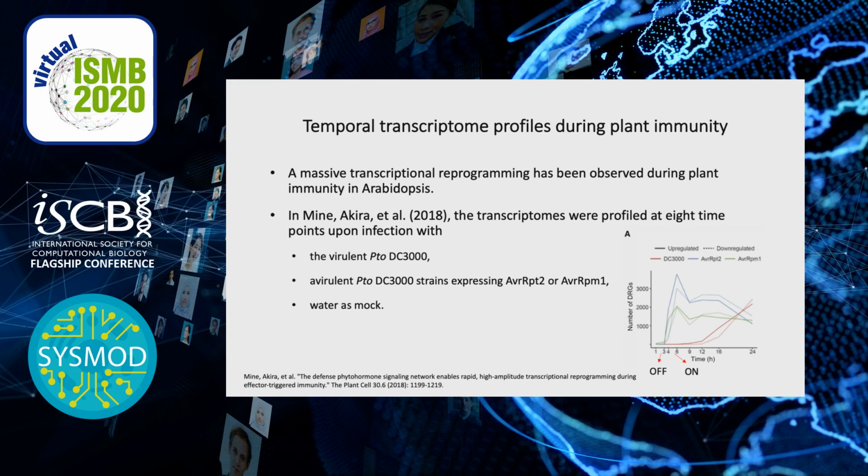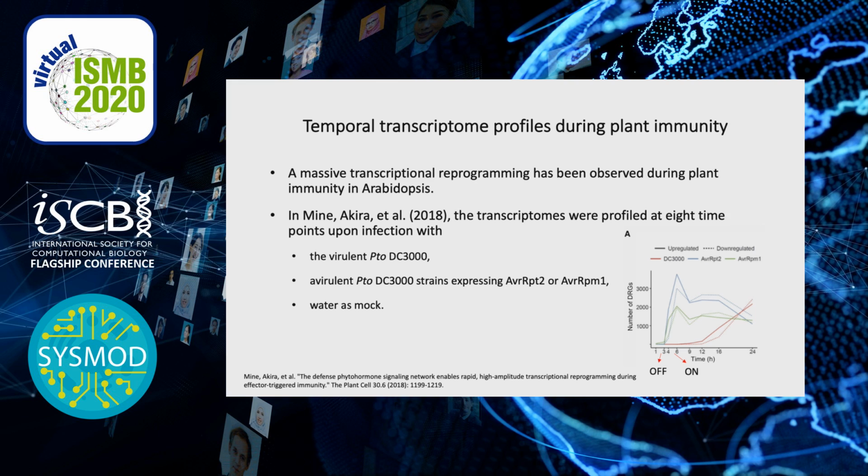Studies have found massive transcriptional reprogramming during plant immunity in Arabidopsis. In this publication, Mine, Akira et al., the transcriptomes were profiled at 8 time points upon infection with the virulent bacterial strain DC3000 and 2 avirulent strains expressing AVR-RPT2 or AVR-RPM1, plus water as the mock.